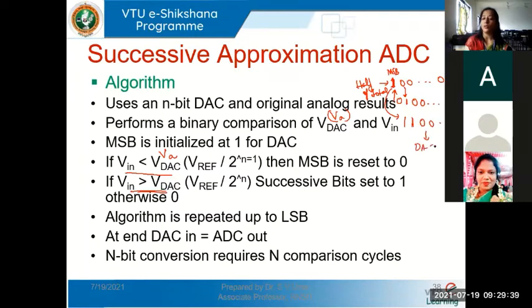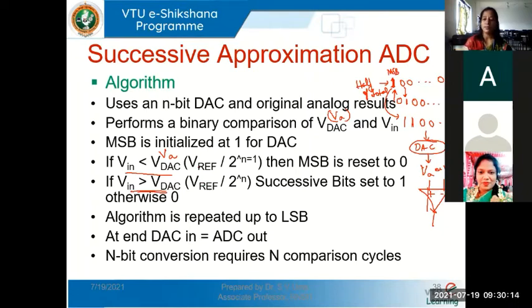This is passed on to the DAC. The DAC converts this digital value to some analog voltage. We call it VA or VDAC, and this VDAC will be compared with VIN. So you have VIN and VDAC compared. VDAC is given to the non-inverting input. Output here will be plus VSAT or minus VSAT. So this is the algorithm used for successive approximation.